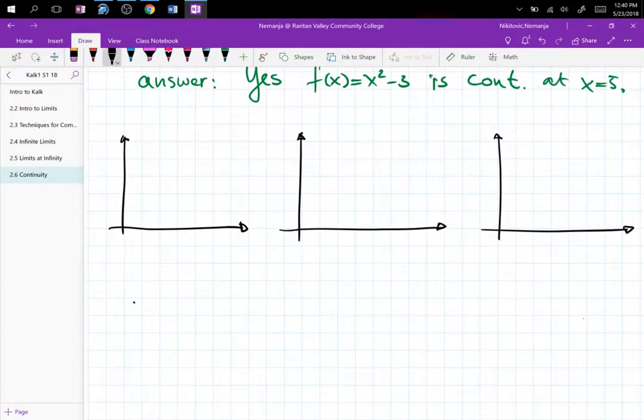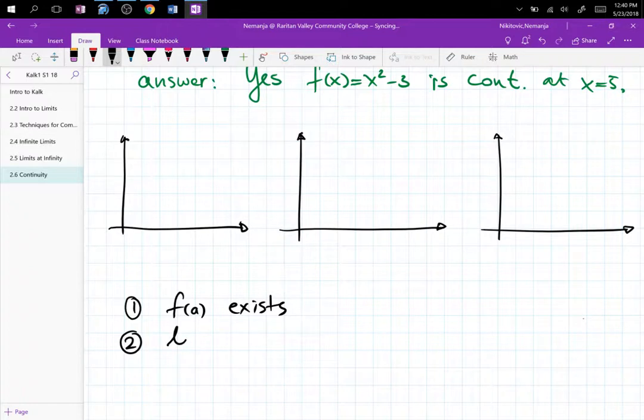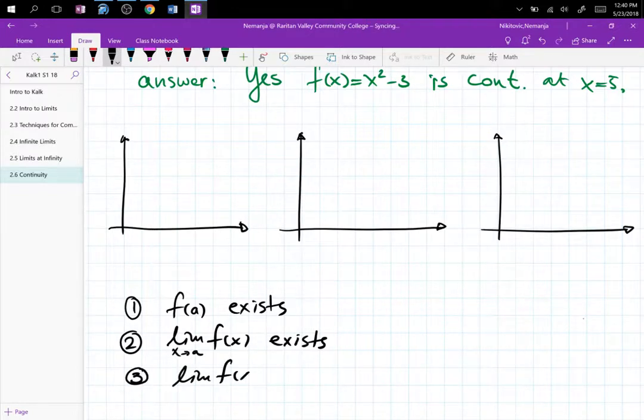Now, I have to repeat those rules here. So number 1, f of a exists. Number 2, limit of f of x exists as x goes to a. And number 3, limit of f of x is equal to f of a. So 2 is equal to 3, technically. Sorry, 1 is equal to 2. So these are the 3 rules.